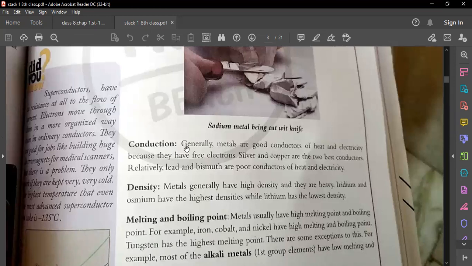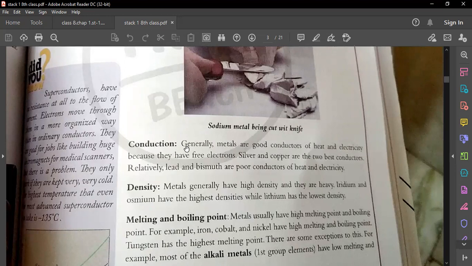Then density. What is the formula for density? Mass upon volume. So generally metals have high density and they are heavy in nature, heavy in mass. Then which element is the highest in density? Osmium and iridium. Osmium is the metal having a high density, and iridium also.